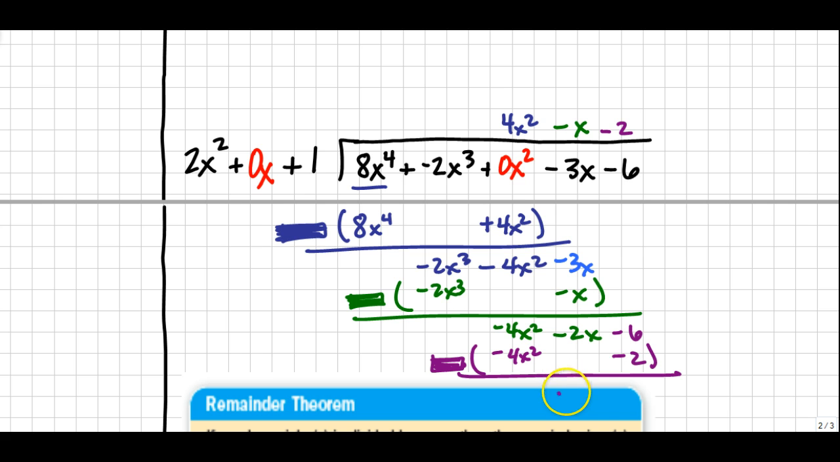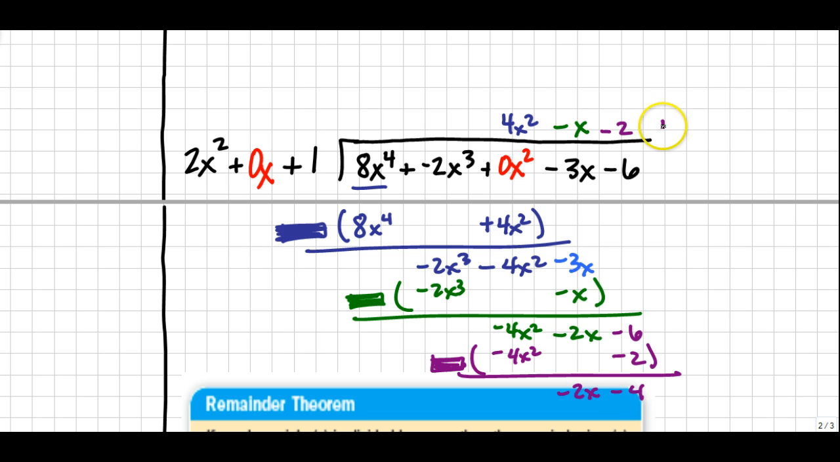Now when I subtract, those are going to cancel. The negative 2x drops down. Negative 6 minus negative 2. Add the opposite, we get negative 4. I know I'm going to quit now because first, there's nothing else to bring down, and negative 2x is technically smaller than 2x squared. A square is always bigger than a plain x.